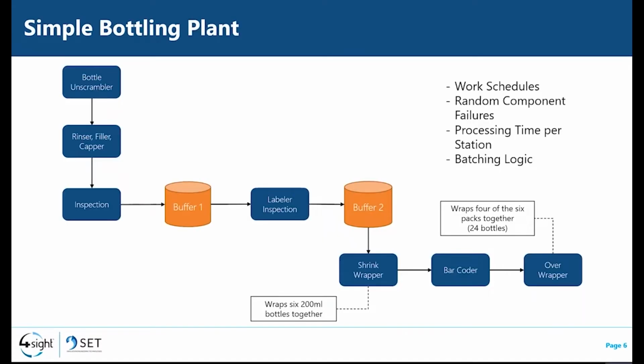Now, to further explain this detail versus speed concept, we used a simple bottling plant and modeled it using three different approaches with varying levels of detail.